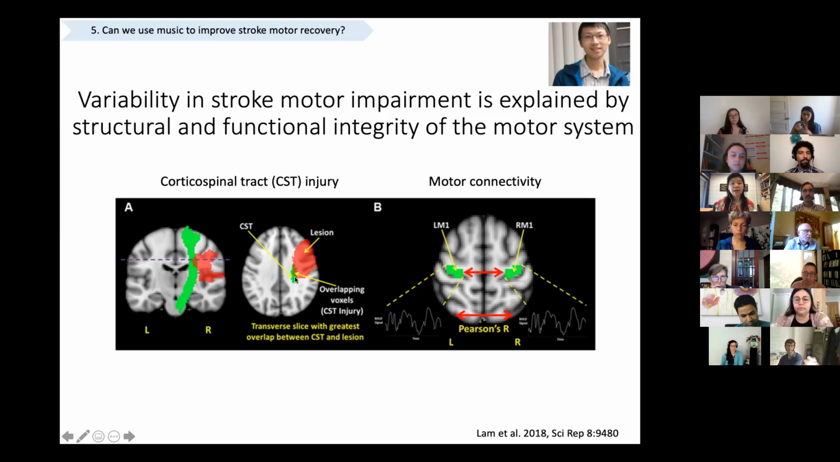We looked at the amount of damage that overlaps between the lesion and the corticospinal tract. We're also looking at resting state connectivity between left and right motor cortex that represent the hand and arm regions, using a simple region of interest analysis approach. So does the ability of your left and right motor regions of the brain to communicate with each other relate to impairment?